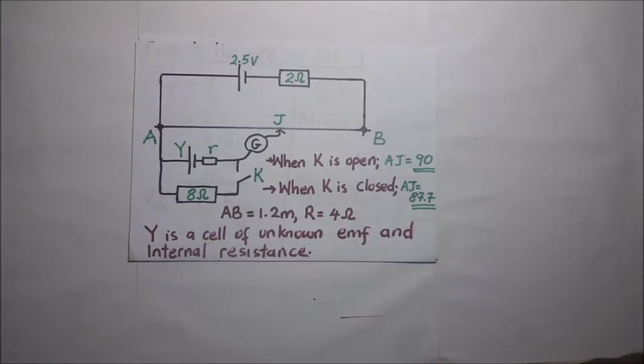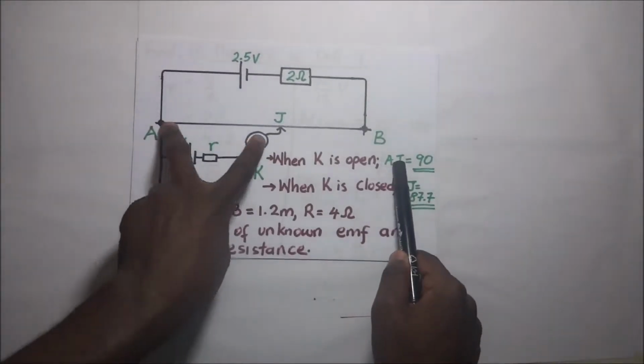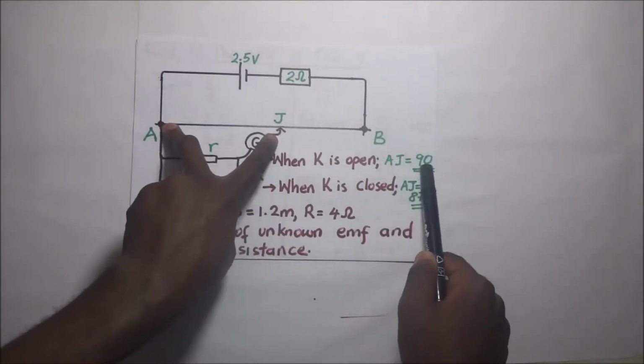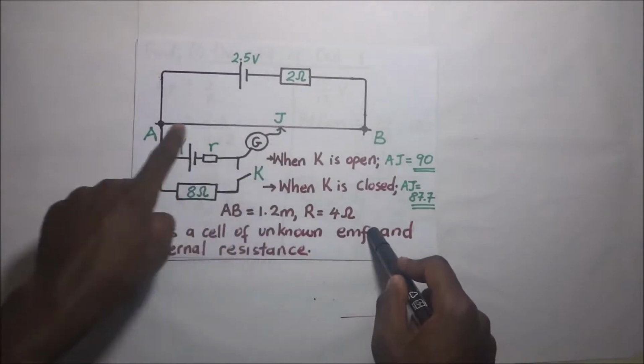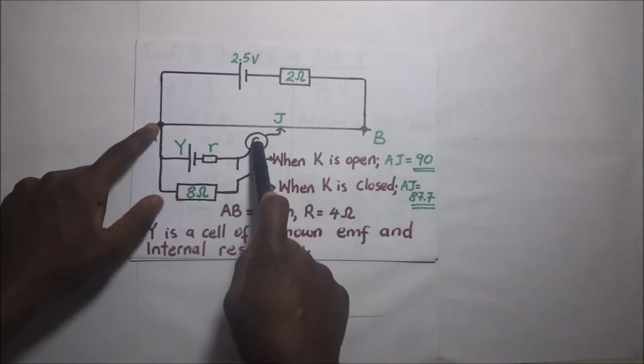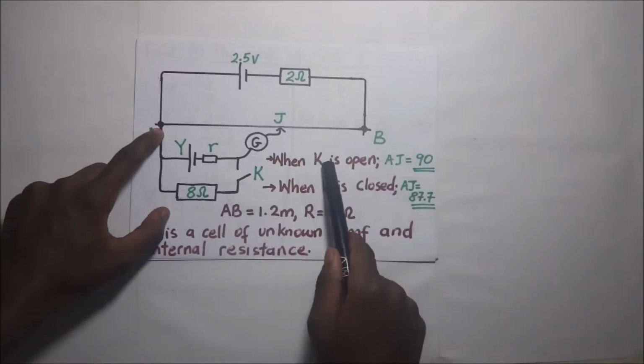Now, according to the parameters in this question, we are being told that when switch K is open, AJ, which so happens to be the balance length, is 90 centimeters. So in other words, when you slide this contact along wire AB, the galvanometer will show no deflection when AJ is 90 centimeters. That is on condition that K is open.